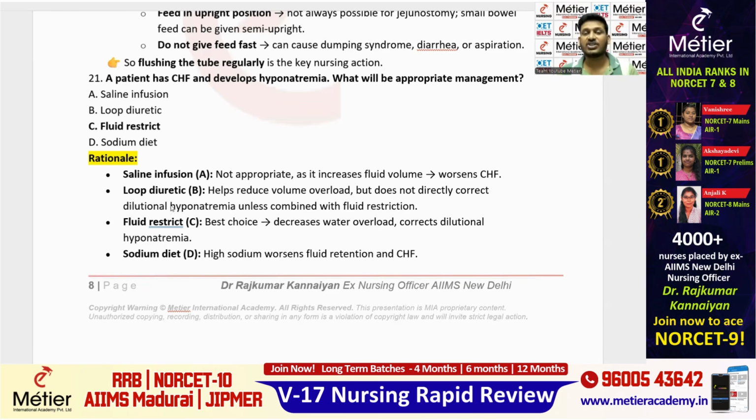Okay, so fluid restriction and loop diuretic both together we have to give to the patient, but if you are taking the priority, the first thing is fluid restriction, followed by loop diuretic. That's why I have selected option C, fluid restriction, as the correct one.